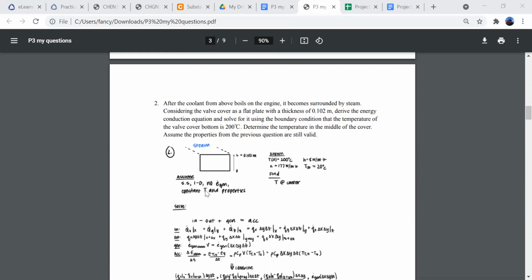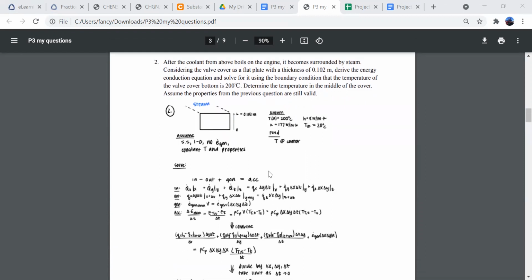And for the second question, you're asked to still consider the situation above, but instead we are just looking at the valve cover, which can be modeled as a flat plate with some thickness. And you're asked to derive the energy conduction equation and then solve for it using boundary conditions and determine the temperature at a specific position. And so we have to assume it's steady state, one-dimensional, no reaction, and that temperature and properties are constant. And so you start with the basic in minus out plus generation equals accumulation.